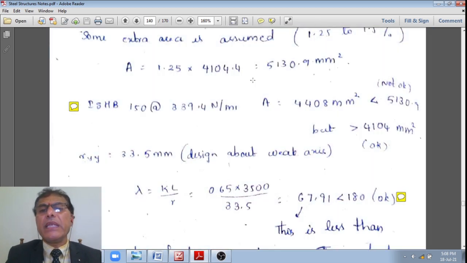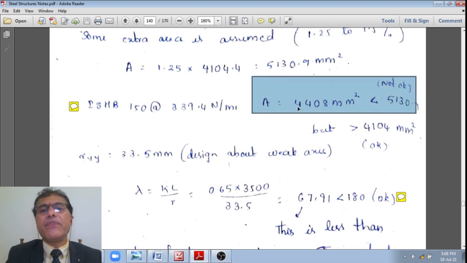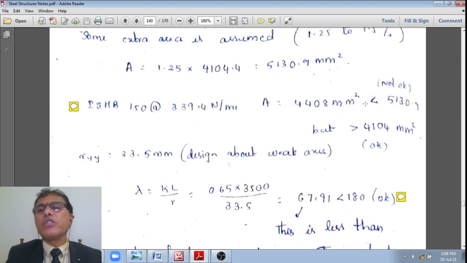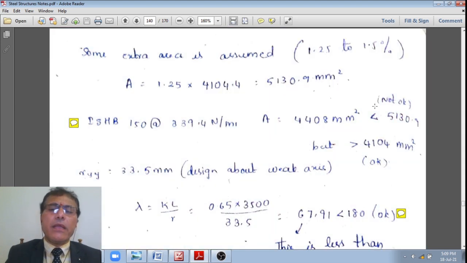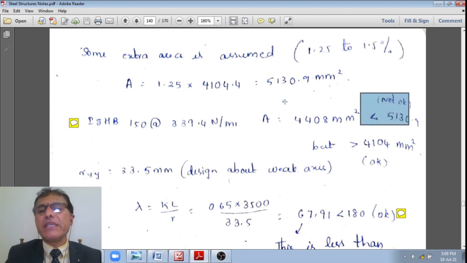From the area point of view, 5131 is the area required, right? 4408 is actually less than this 5131. It may fail. I am just warning that it may fail. But keeping in mind my experience, I am simply proceeding with this because I want to optimize the section. But as a student, don't choose this section.